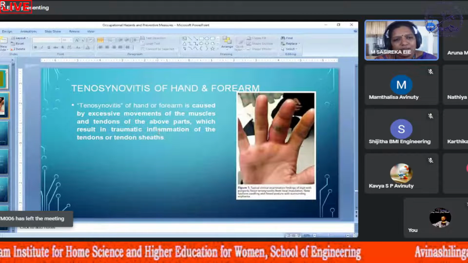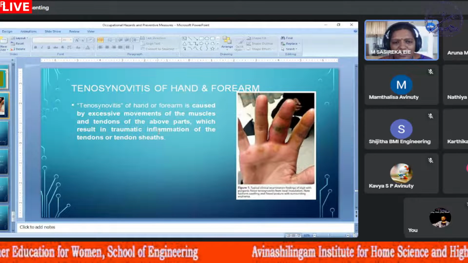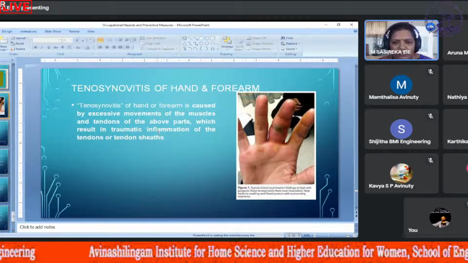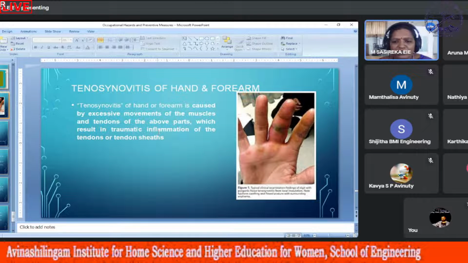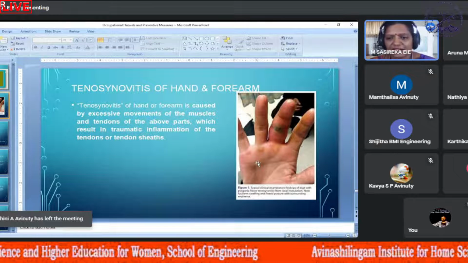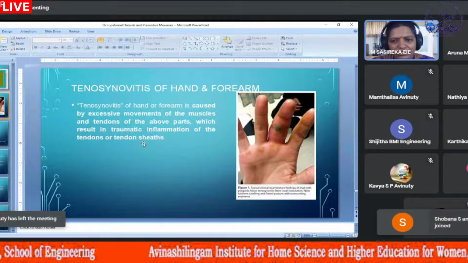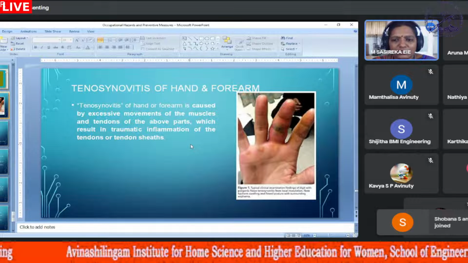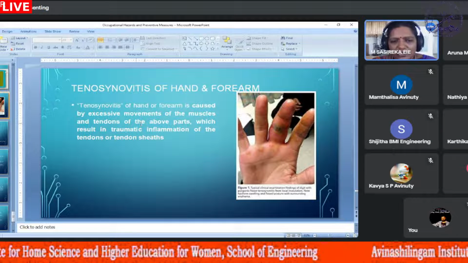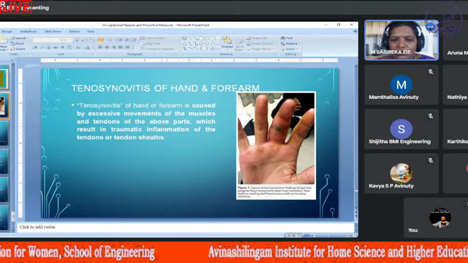And this one is sinusitis of the hand and forearm. This is another type of ergonomic disease that we get by continuously moving our fingers. See how it has been affected. This happens mainly due to excessive movements. If we keep giving excessive work, then the tendons of the muscles and the tendons of the above parts are affected, which results in traumatic inflammation of the tendons or tendon sheath.